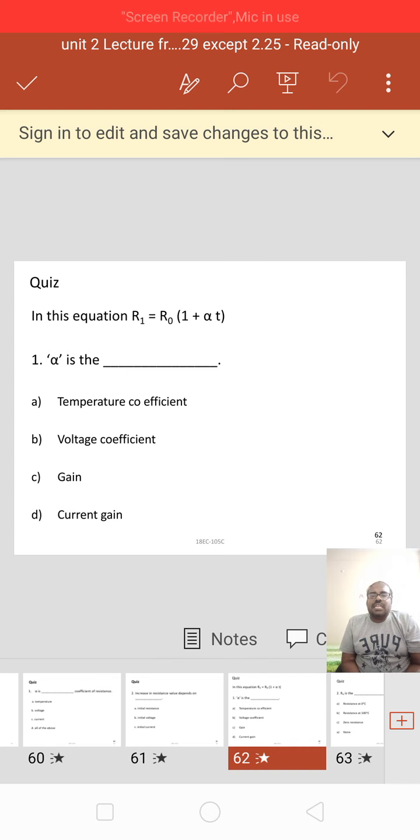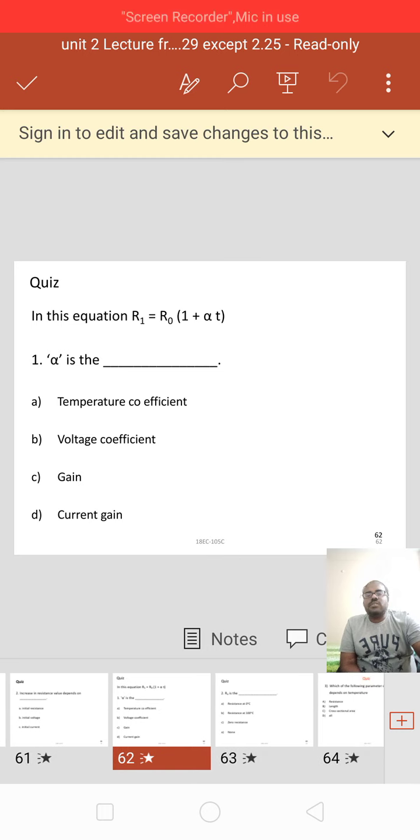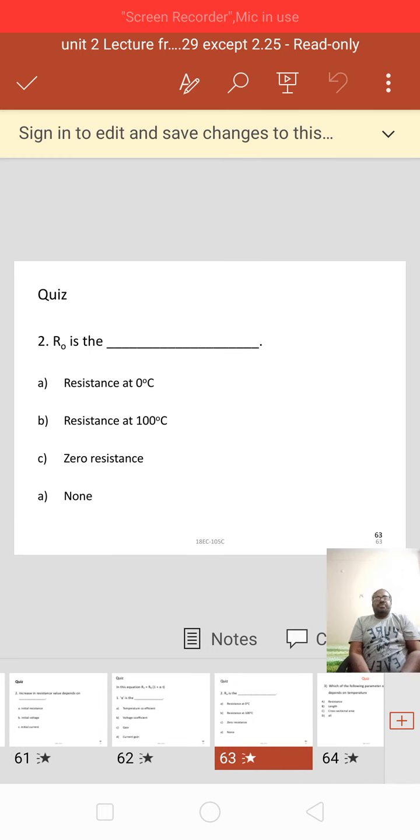Another question. In this equation, Rt equal to R0 into 1 plus alpha t, what is meant by alpha? Options are A temperature coefficient, B voltage coefficient, C gain, D current gain. By observing this question, we can easily answer that option for this question is A, temperature coefficient.